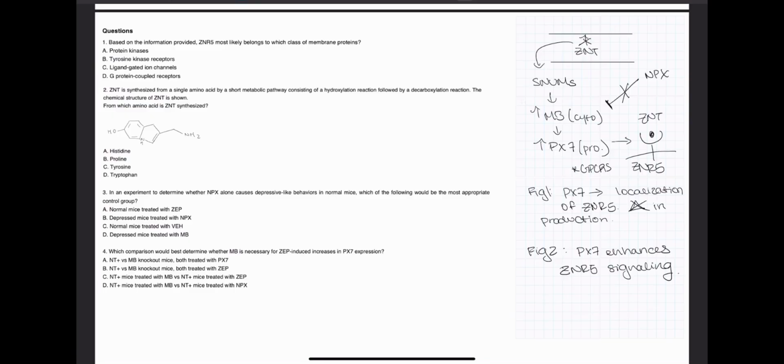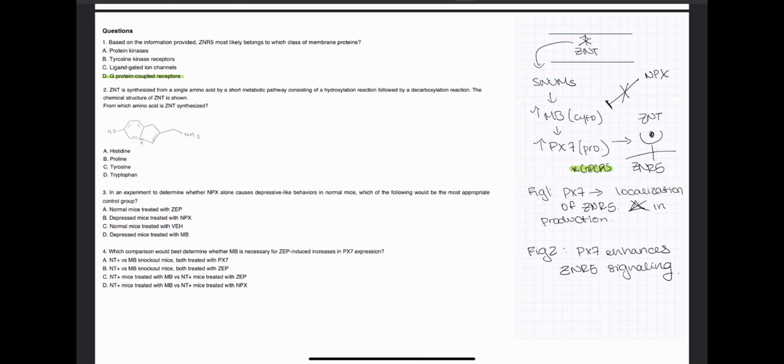Based on the information provided, ZNR5 most likely belongs to which class of membrane proteins? Before, when we were breaking down each figure, I pointed out that cAMP levels were being measured, and that is a keyword for GPCRs. I've added them to our breakdown here, and we see that GPCRs is one of the answer choices, so we will pick that and move on.